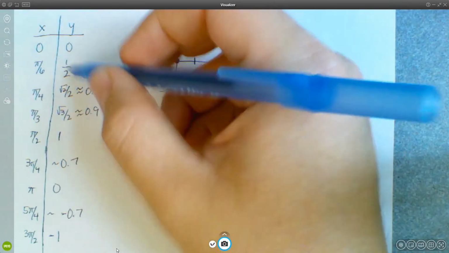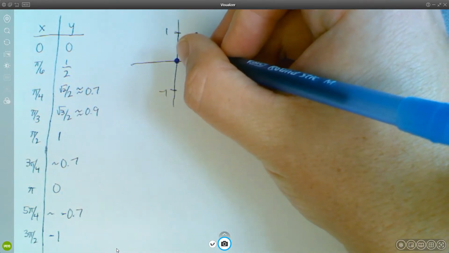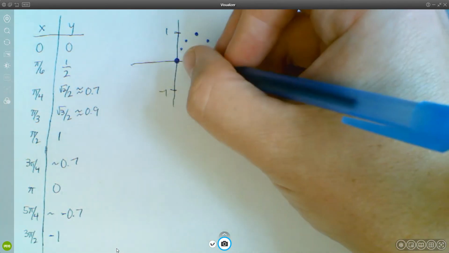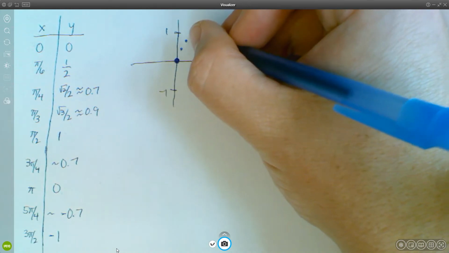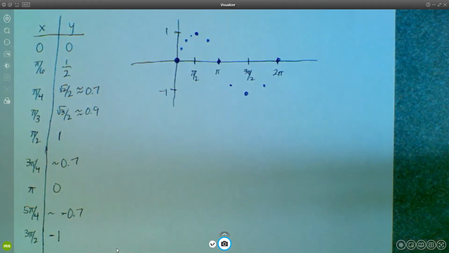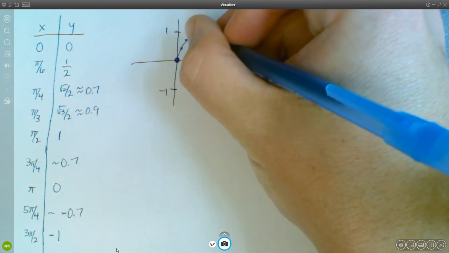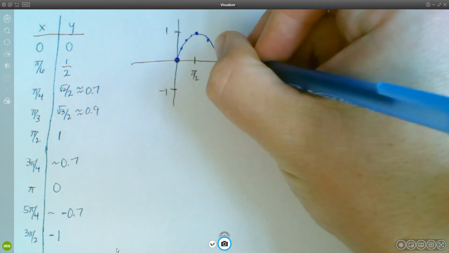And we could go back and fill in the pi over 6 and the pi over 3 as well. At pi over 6, we're at 1/2. At pi over 3, we're at 0.9, so it's looking something like that. So I don't think that the picture we get is these sharp lines. I think we get this smooth curve that looks kind of like this.